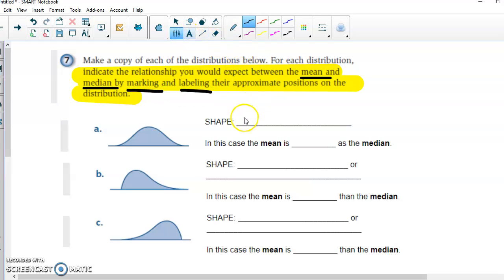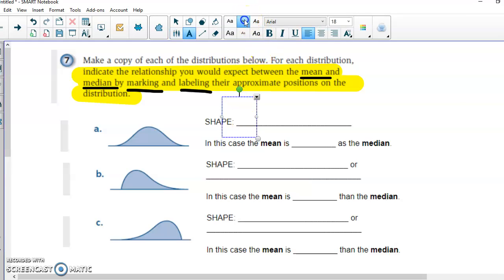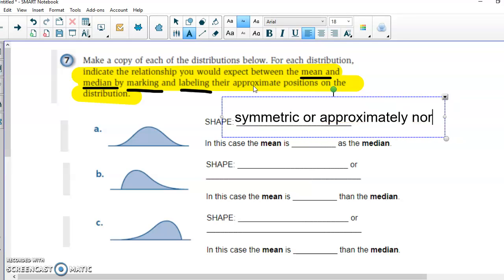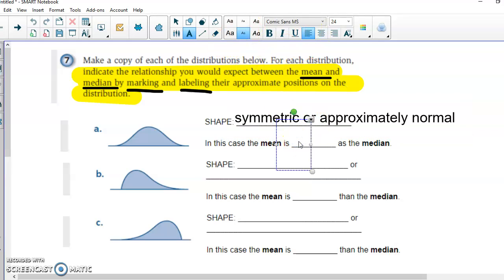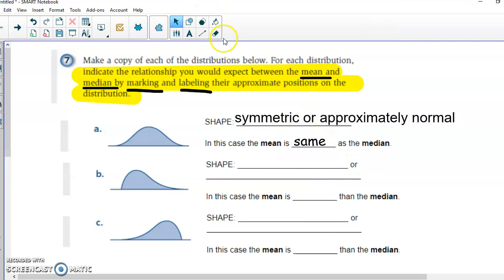So our first shape we have here, we call this shape symmetric, or approximately normal. In this case, the mean and the median are the same, okay? So if we were going to mark them on here, we would have our line. I'm going to use the green line for the mean here. The mean would be here, and the median would be right on top. They're identical.